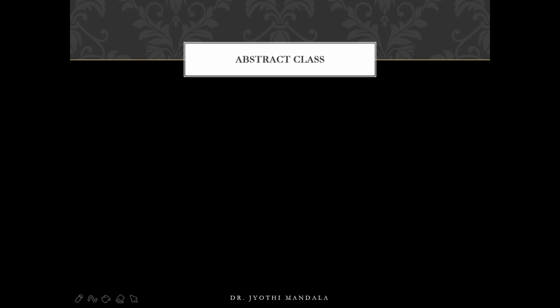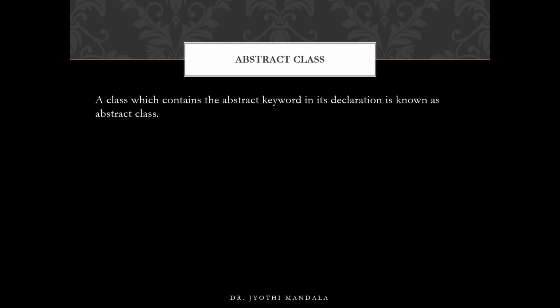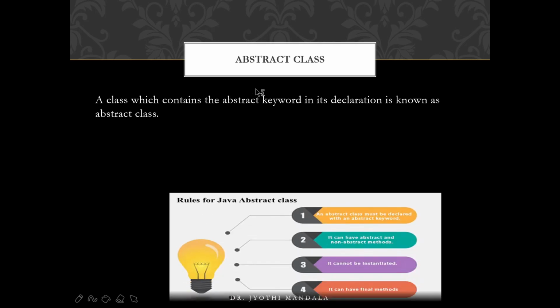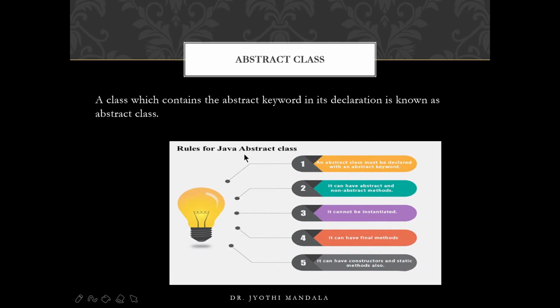Now let us see what an abstract class actually is. An abstract class is used to achieve the abstraction feature, and that can be done by using the abstract keyword. Remember why we are learning this: because we want to hide the internal features and only expose the functionality. These are the rules we need to follow whenever we are using any abstract class.